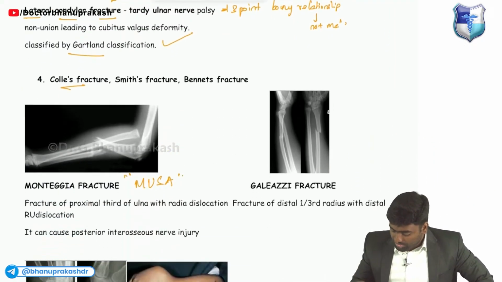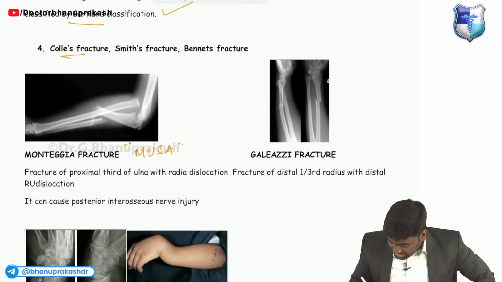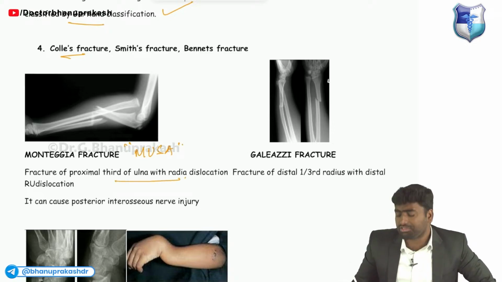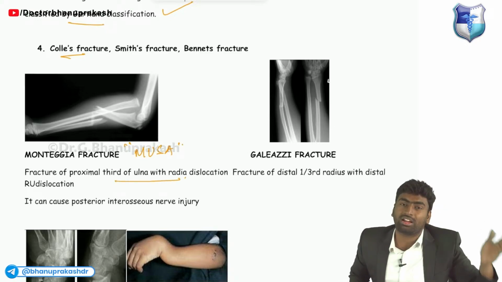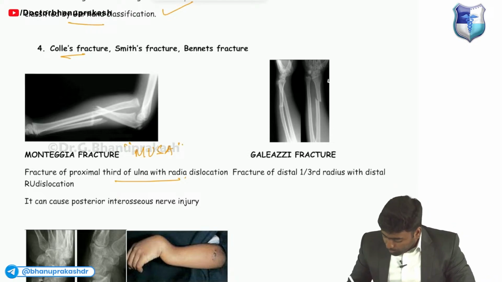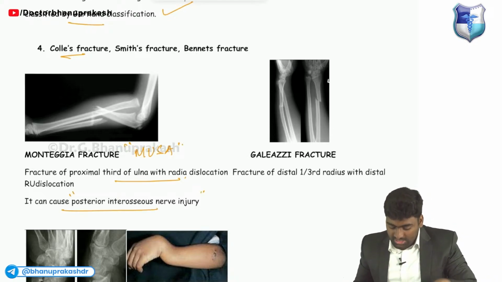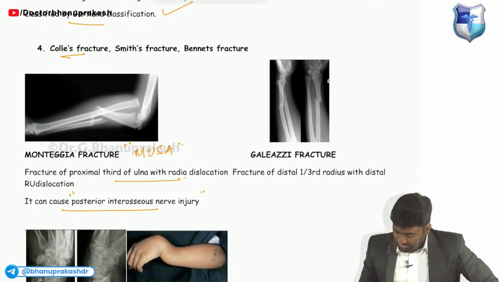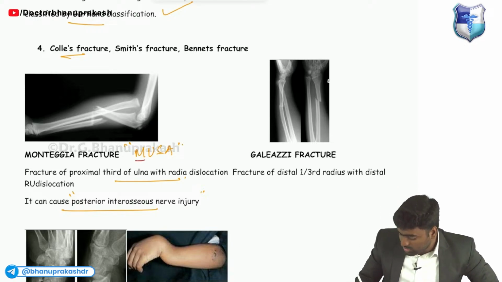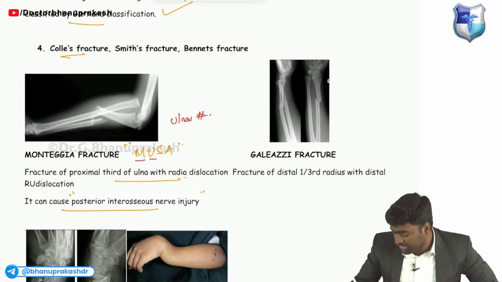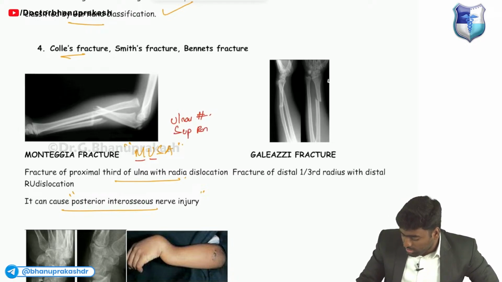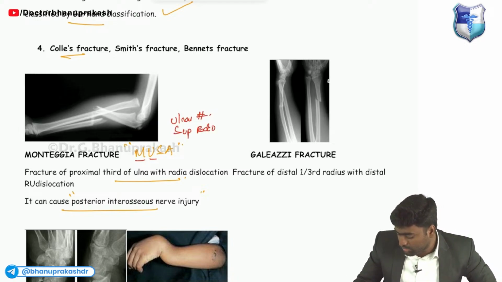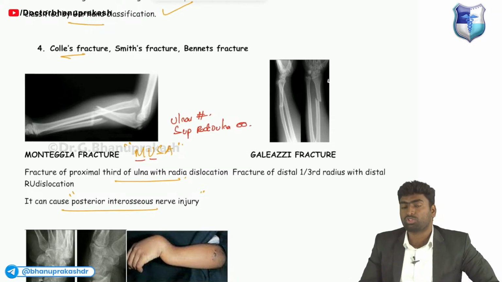Whereas here, if you see this Musa, there is the fracture of the ulna along with radial dislocation. And we know around the radial head there will be passage of one branch of the radial nerve, which is the posterior interosseous nerve. So this leads to damage to the posterior interosseous nerve. Right? So it is classified as Musa. Why is it Musa? In Monteggia, you see ulnar fracture along with superior radio-ulnar dislocation.